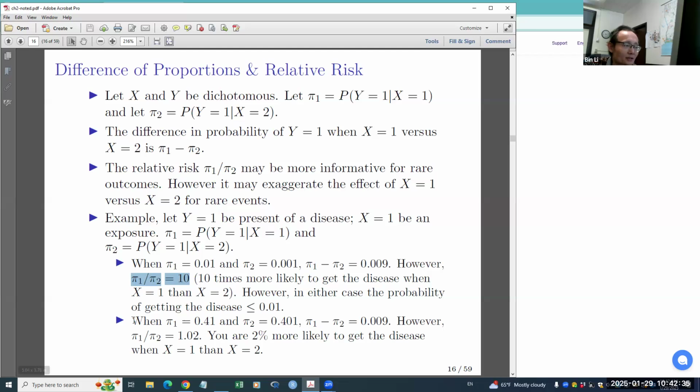So that is more informative about the exposure effect on getting that disease. But if pi1 is 0.41 and pi2 is 0.401, then the difference is the same as this one. However, when we do the relative risk, it's only 2%. That means getting exposed has almost negligible effect on the disease status, right? So this gives you some examples for using the difference of proportions and the relative risk.